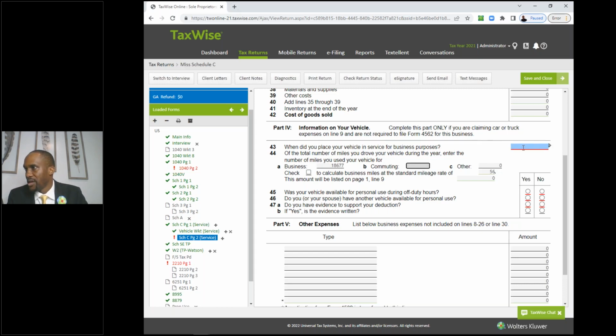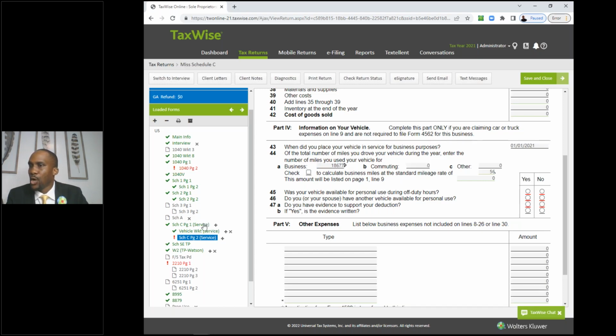Now, look what happens when I look at the mileage method. Mileage method over here, 2021. All right, so we're seeing right over here, the 18,670 miles is what was driven, at 56 cents a mile.